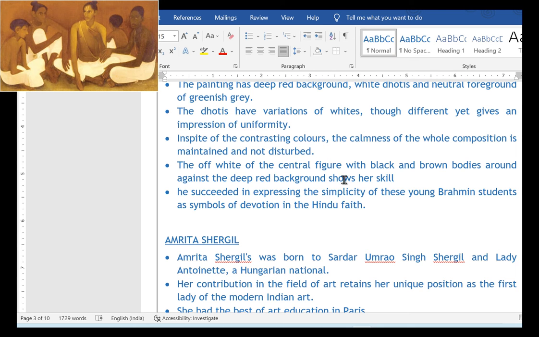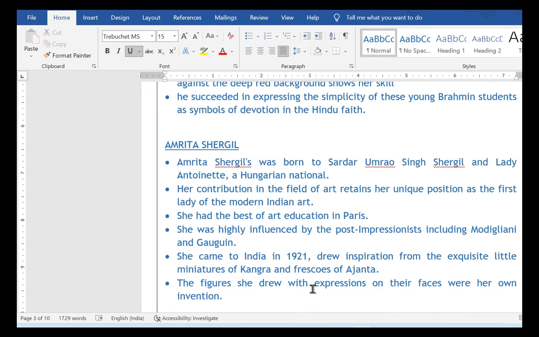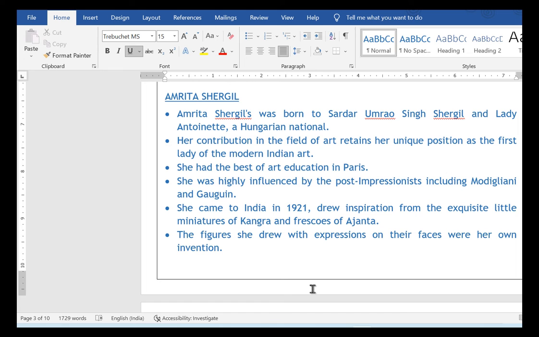The off-white of the central figure with black and brown bodies against the red background shows her skill. She succeeded in expressing the simplicity of these young Brahmin boys as a symbol of devotion to the Hindu faith. A note on Amrita Sher-Gil. Amrita Sher-Gil was born to Sardar Umrao Singh Sher-Gil and Lady Antoinette, a Hungarian national.